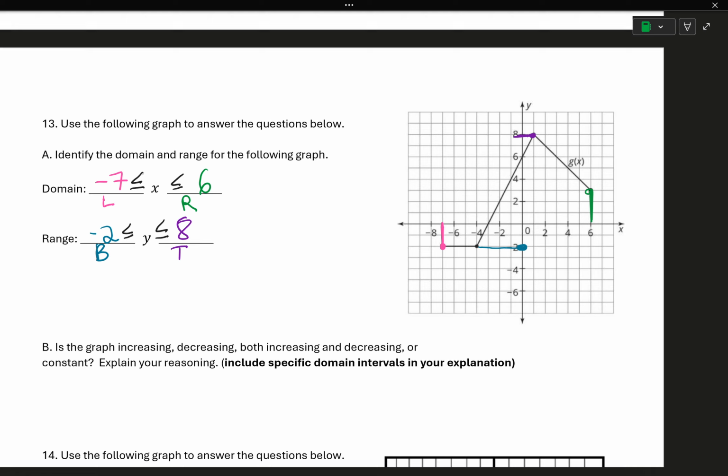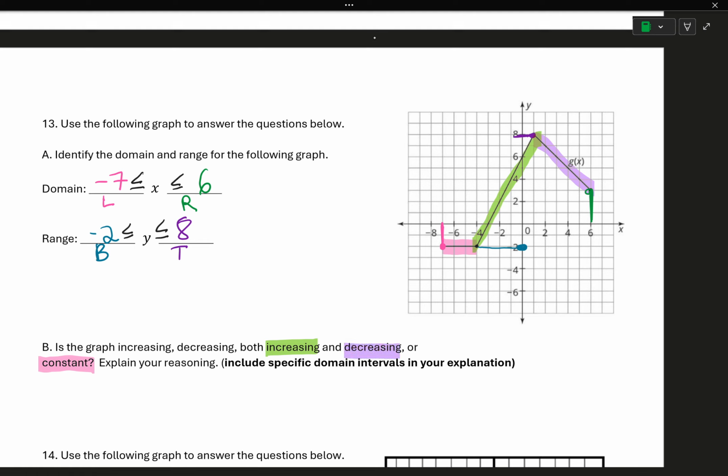Next, let's talk about increasing, decreasing, and constant. All right, let's see what our first interval is. First, from left to right, I'm going flat. That's constant. Then it looks like I'm going up. That's increasing. And then it looks like I'm going down. Oh, those colors are too similar. I'm going to use purple. Then it looks like I'm going down for decreasing.